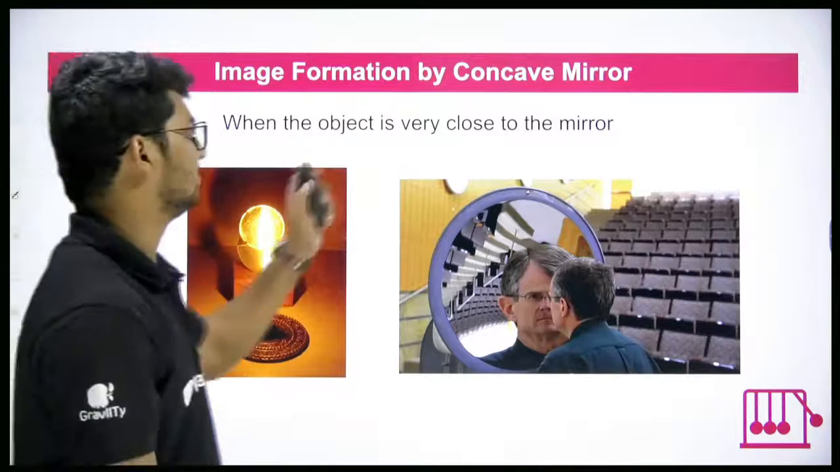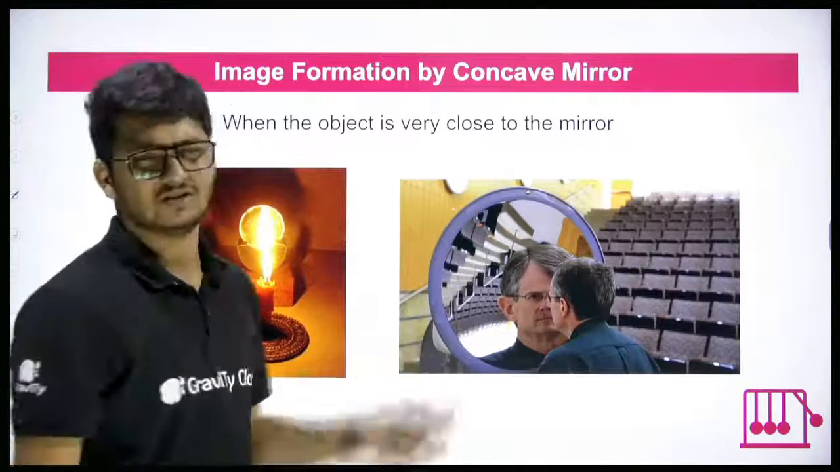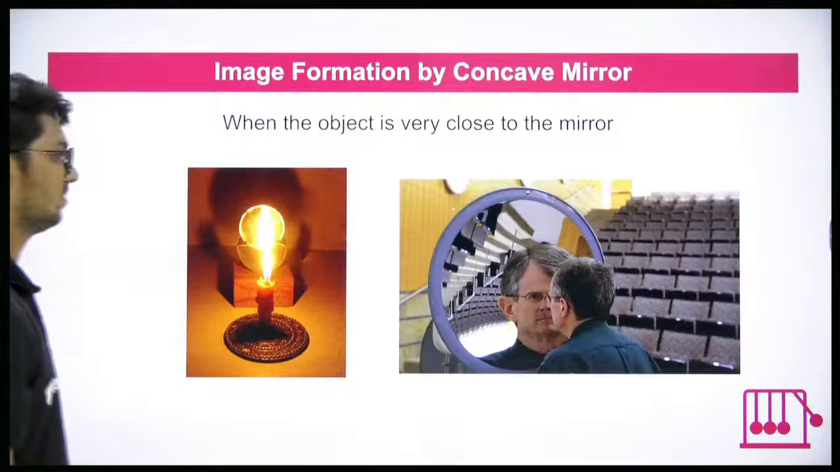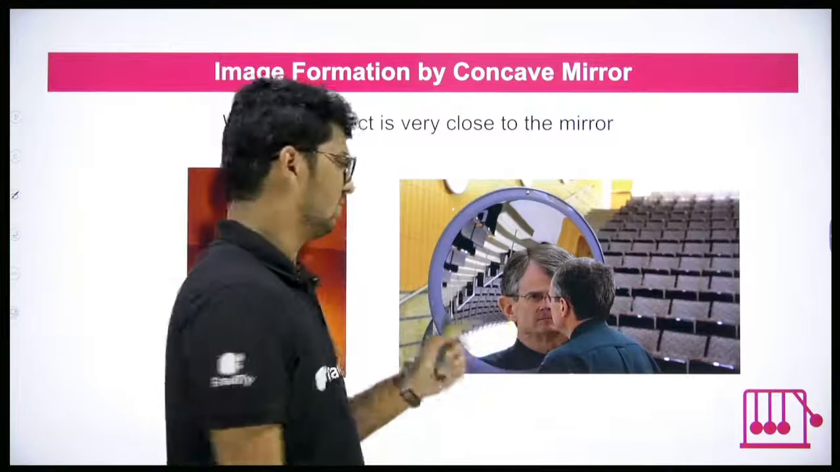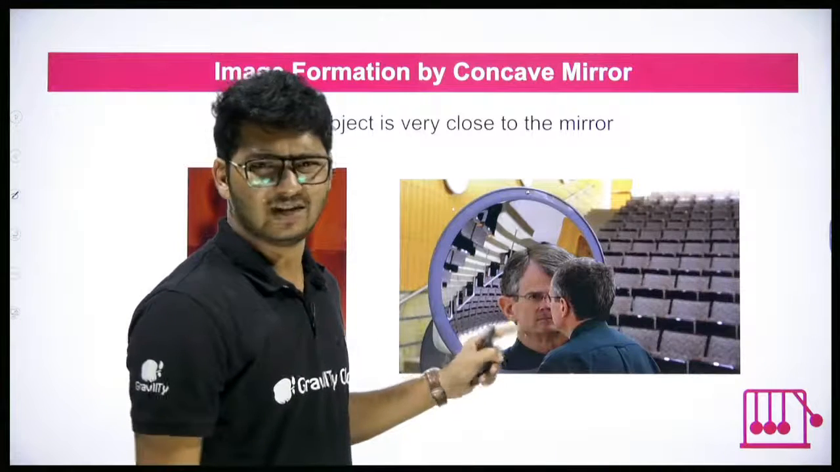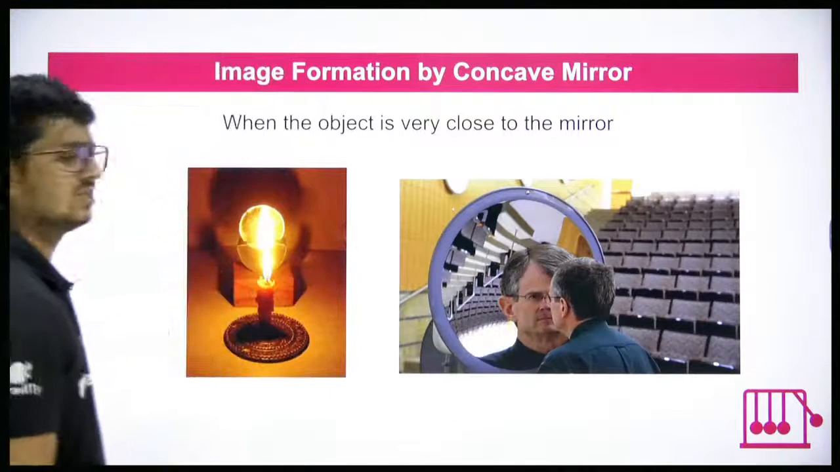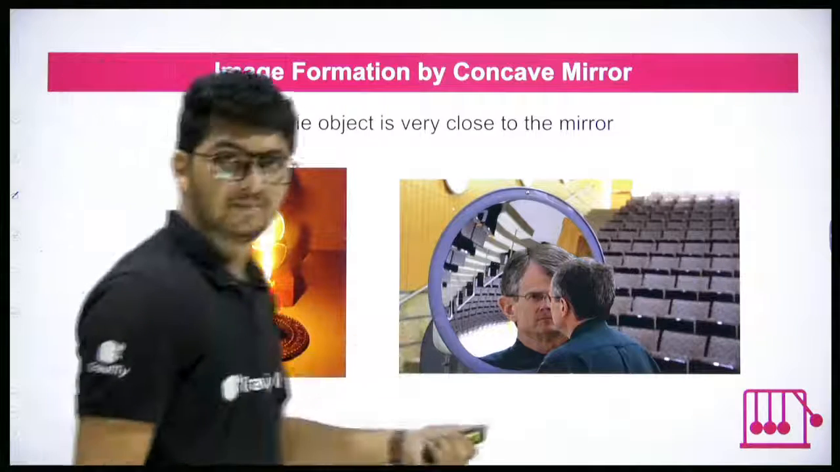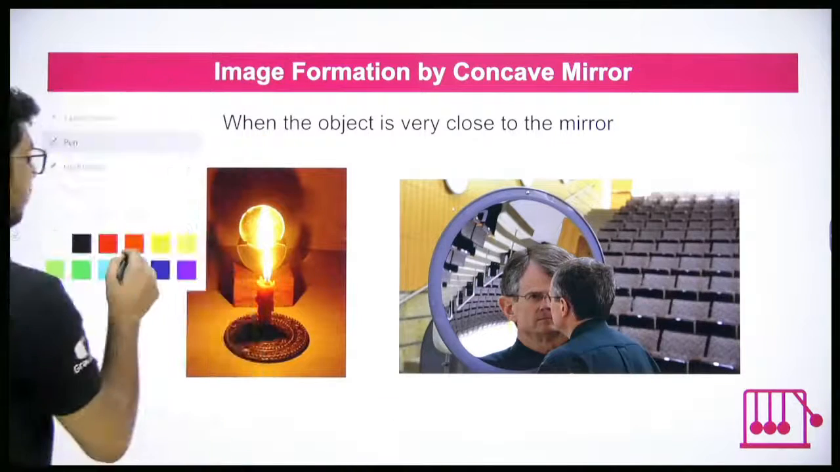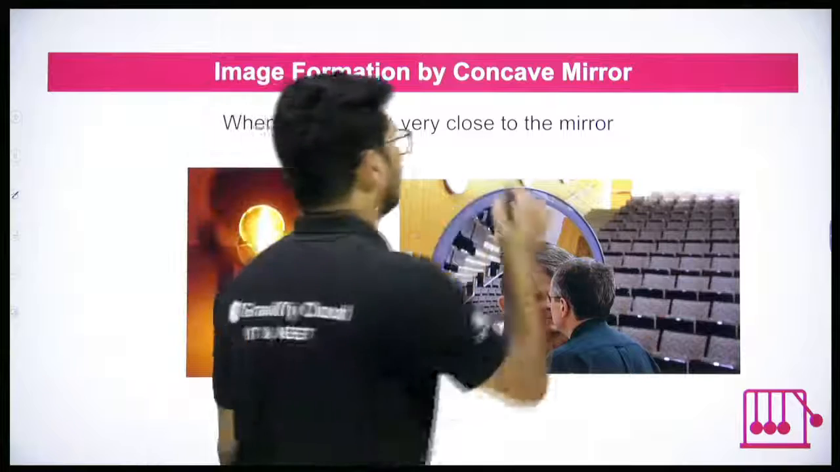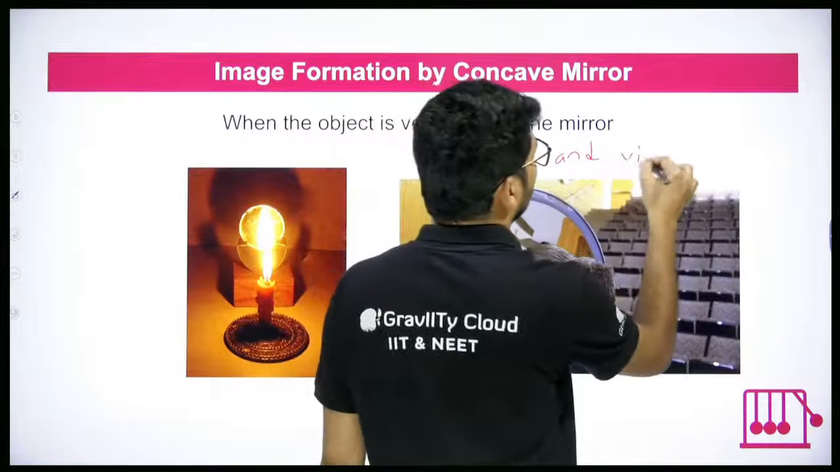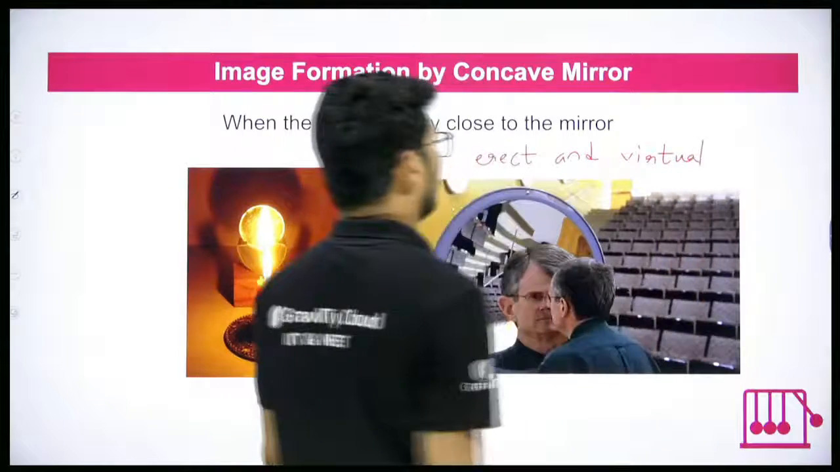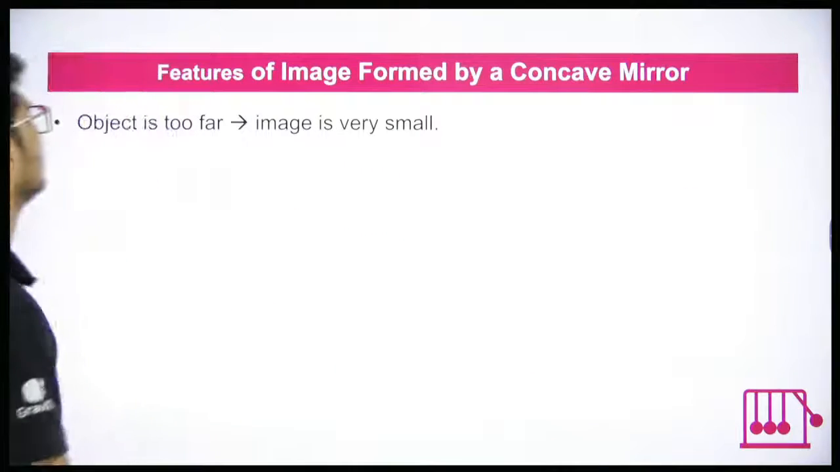And when the object is very close to the mirror, very close, almost the same size. Okay. And what are we getting here? That is the important thing. Are we getting an erect image or inverted image? When the object is close to the mirror, we are getting an erect image. And erect images are what? Erect images are virtual. Erect and hence virtual images.